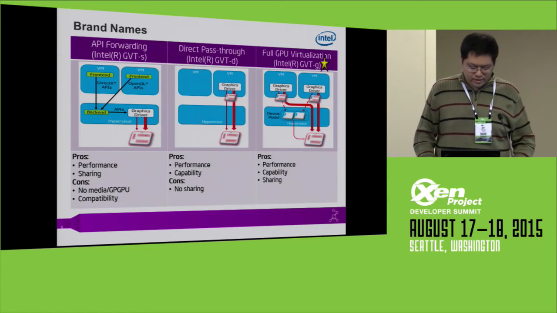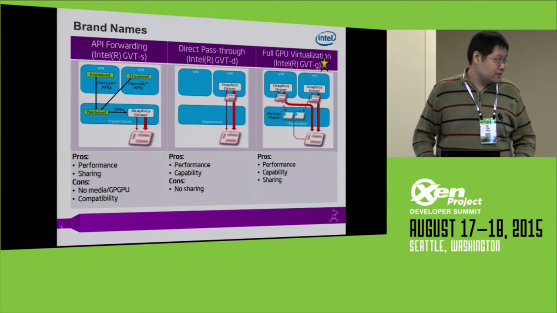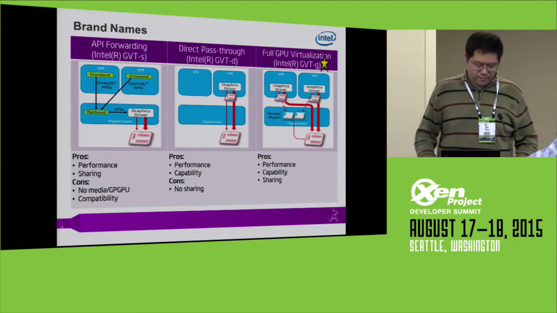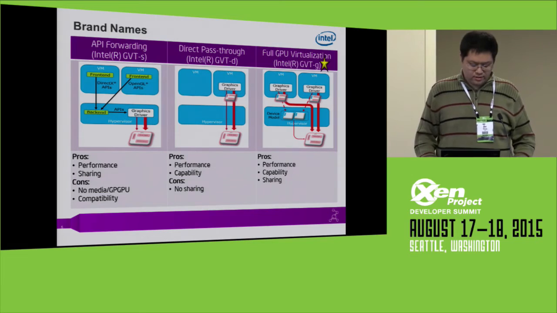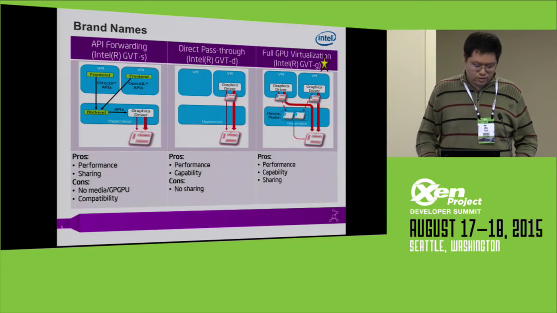And okay, the advantages and disadvantages of the 3 solutions should be very apparent. For the direct pass-through solution, we can only assign the graphics device to a single VM. And for API forwarding, because it emulates and packs everything at the application API level, it has no media or GPU support, and the compatibility is not good.